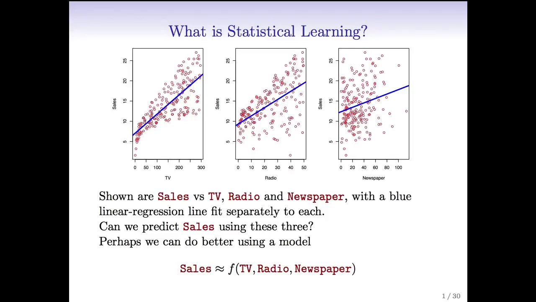Now, in a situation like this, we typically like to know the joint relationship between the response, sales, and all three of these together. We want to understand how they operate together to influence sales. So you can think of that as wanting to model sales as a function of TV, radio, and newspaper all jointly together. So how do we do that?